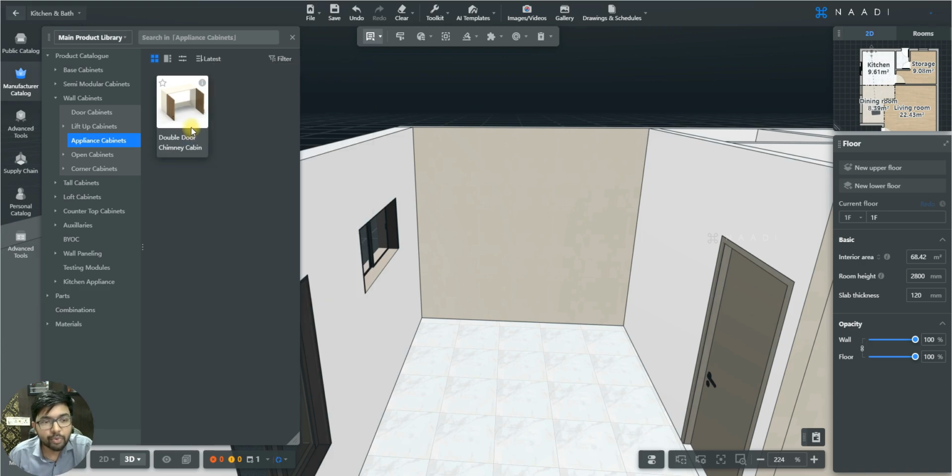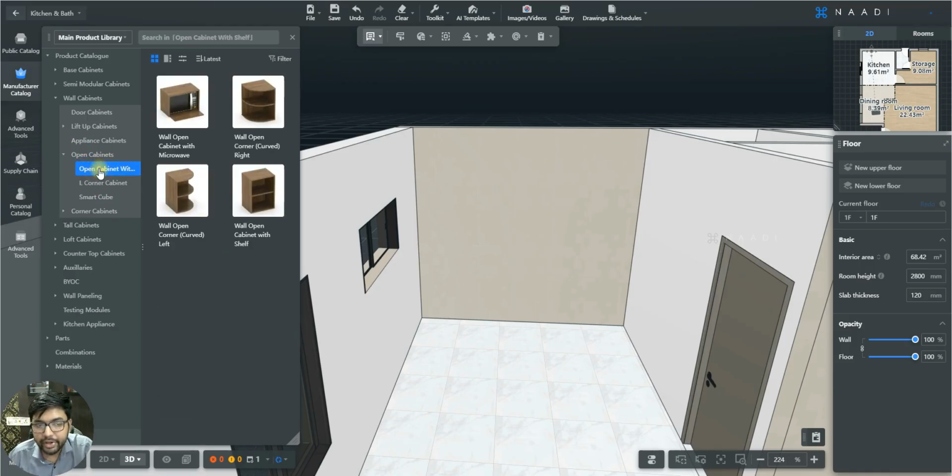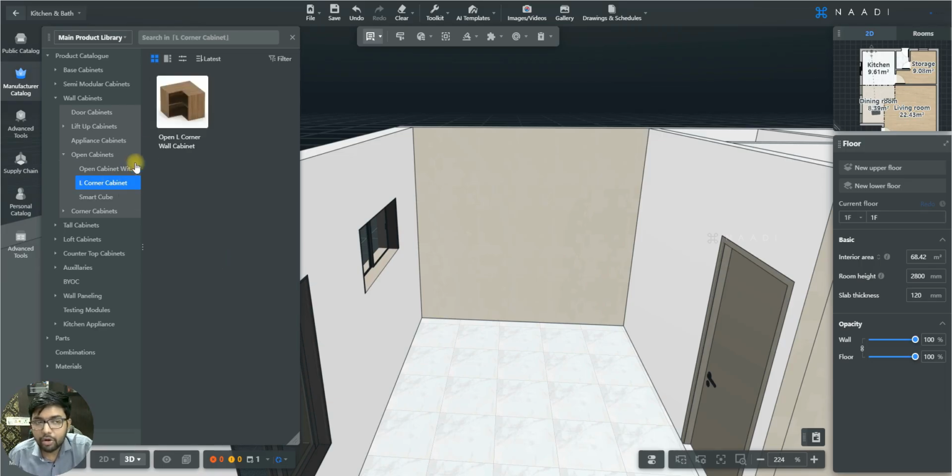So this is what your appliance cabinet here is. And if you are looking for an open wall cabinet, then you have different types of open wall cabinets. Here you can see your normal shelf based open wall cabinet, your curved corner cabinets, or if you're looking for an open microwave wall mounted cabinet, that is also present here. And then come your L corner open and your smart cubes.